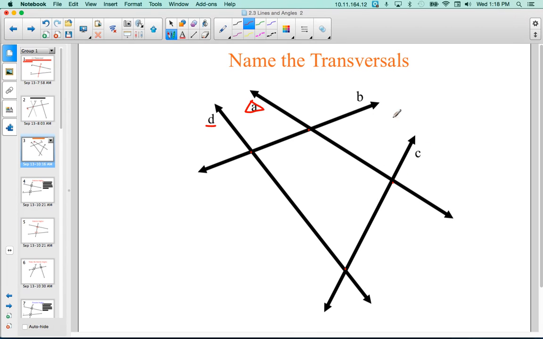We could also say line B is the transversal because it intersects lines A and D at these two points. And lastly, we could say C is a transversal because it intersects lines A and D at these two points. So all four of these lines could be considered transversals, but we have to identify which lines they are going through and intersecting.